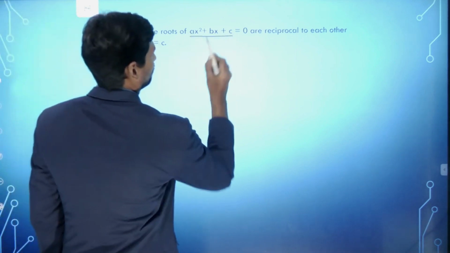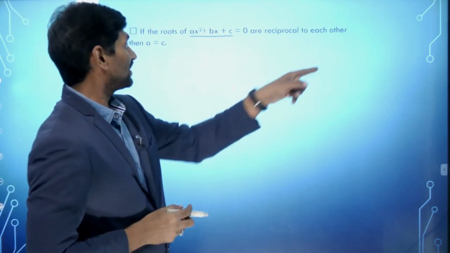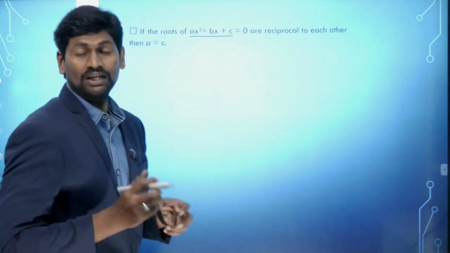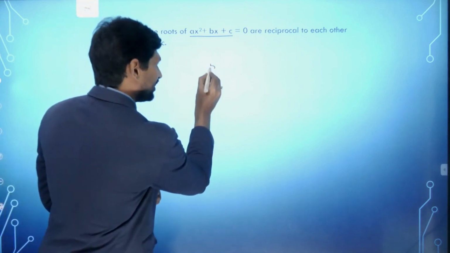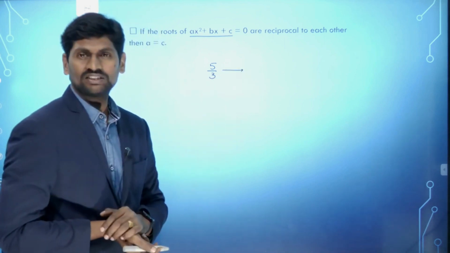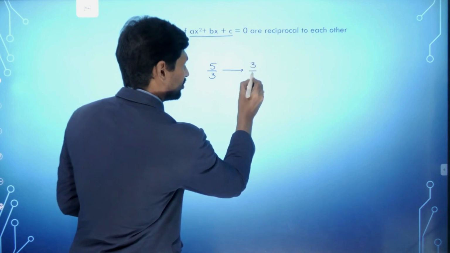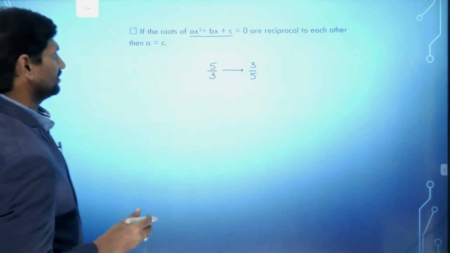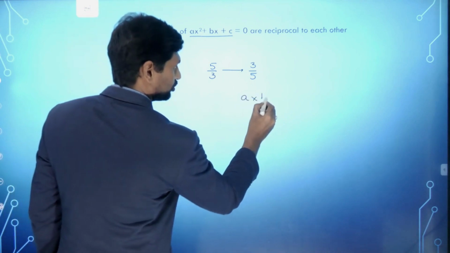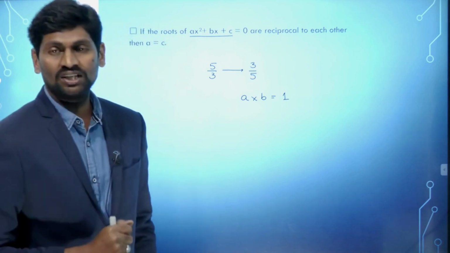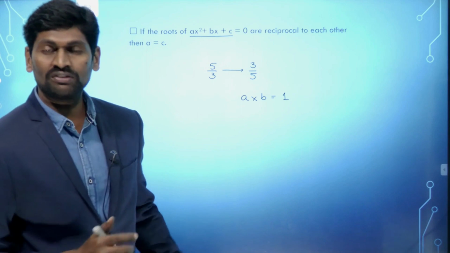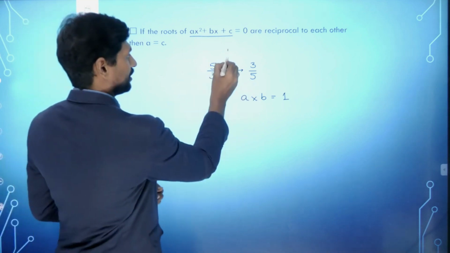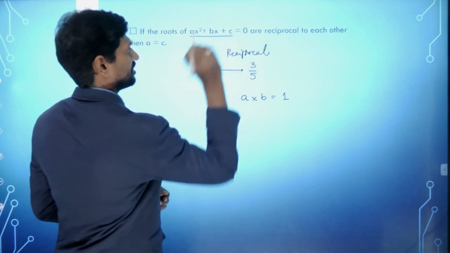see here, if the roots of the general form of a quadratic equation are reciprocal to each other, reciprocal means what? Nothing but multiplicative inverse. For example, if I am writing 5 by 3, what is the reciprocal of 5 by 3? Very good, 3 by 5. That means the positions of numerator and denominator are interchanged. Simply, if A into B equals 1, then A and B are called reciprocals or multiplicative inverses of each other. In the same way, 5 by 3, its reciprocal is 3 by 5.